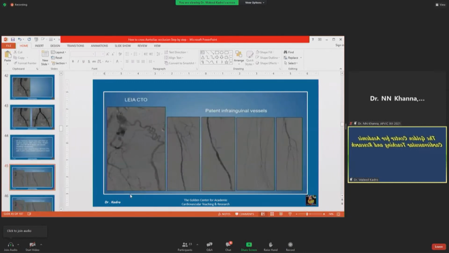So you see that this is the total occlusion, and this is the length of the total occlusion. The infrainguinal vessel was really patent, so there is no problem. It is diseased, but there is no significant stenosis. And look at this runoff down below the knee. So this is the total occlusion in the left external iliac artery. So how would you approach this CTO?